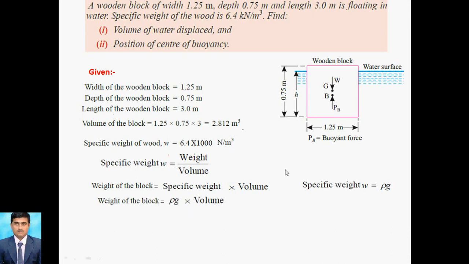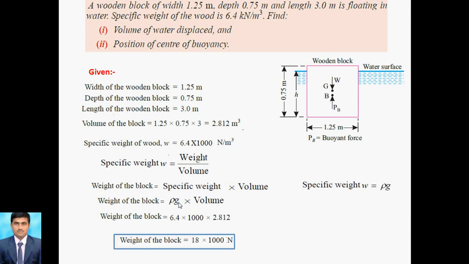Or you can directly put the value of rho g here. Otherwise you can directly put the value 6.4 into 1000, into volume 2.812. Now we can formulate the relation and get the equation for the weight of the block. So this is 18 into 1000 Newton. This is the weight of the block that we can calculate.